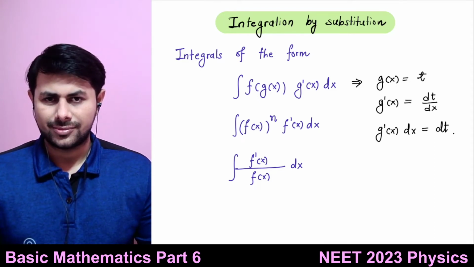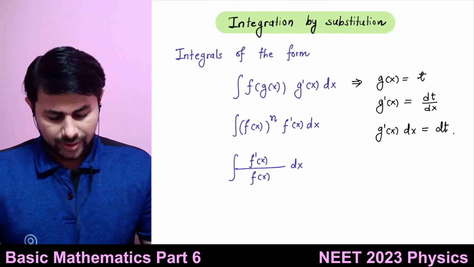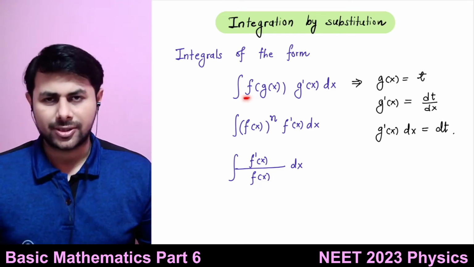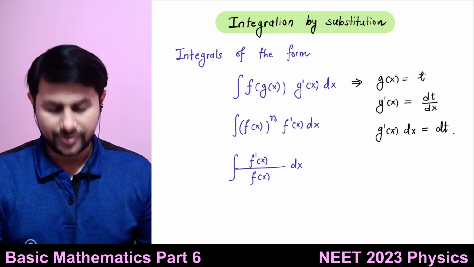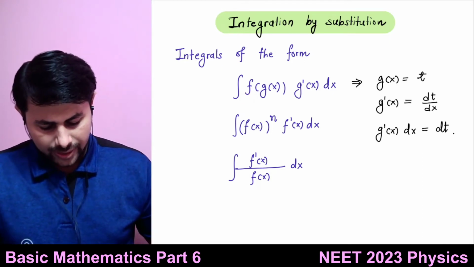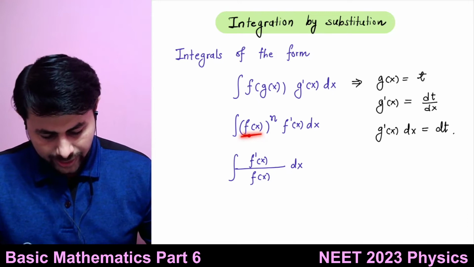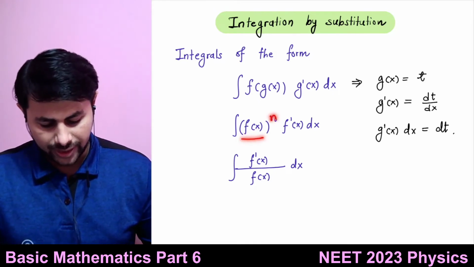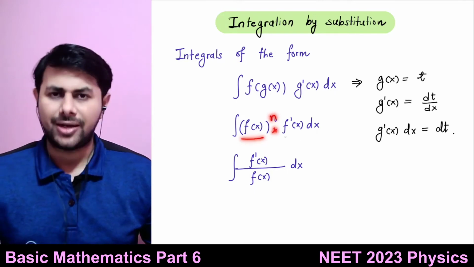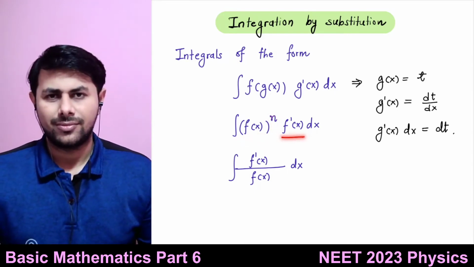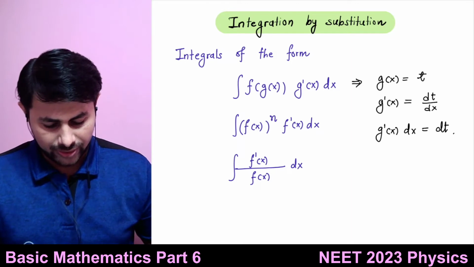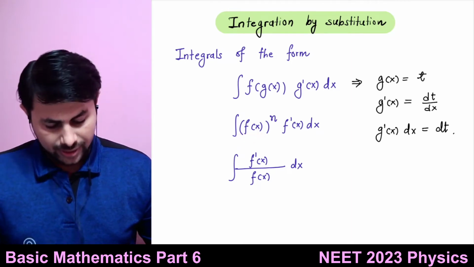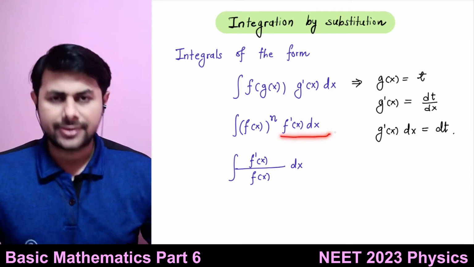Yes, sir. Okay. Then it's assumed that I know the integral of that function, small f, which is capital F. Then I may have a function raised to n, and it is accompanied by its derivative, right? So here also what I will do is I will substitute f of x equals t, and then f dash x dx will become what?